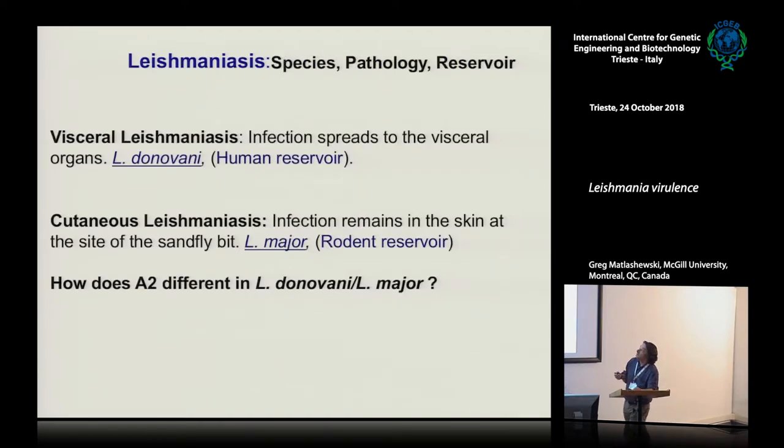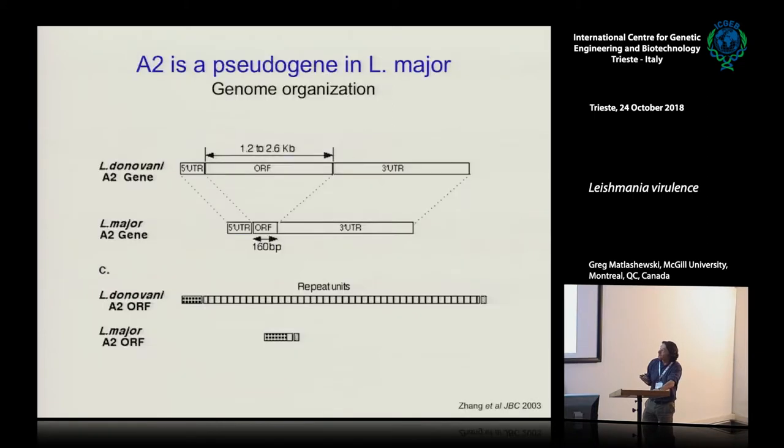visceral diseases. So at that point, we decided to look at this gene in Donovani and see what's happening in L major. Why does L major not express this gene? Why is it not present in L major, which is a cutaneous parasite? And we looked at the gene in L major. In fact, it has the gene, but it lost all of the repeats. You see, these are the repeat units here, 10 amino acid repeats in Leishmania donovani. If you sequence it in L major, it's lost.